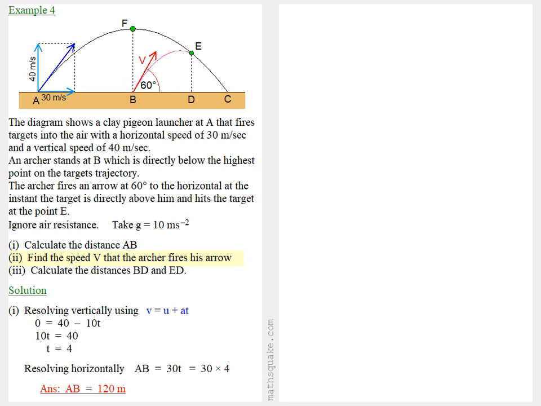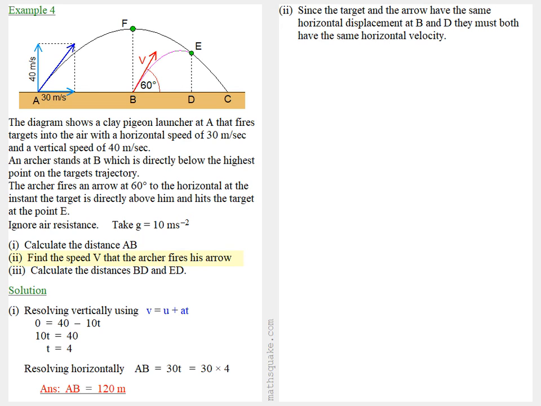In part 2, we're asked to find the speed v that the archer fires his arrow. Now, since the target and the arrow have the same horizontal displacement at B and D, they must both have the same horizontal velocity. So v cos 60 is equal to 30. Now cosine of 60 is a half, so a half v is equal to 30. In other words, v is equal to 60. So the speed of the arrow is 60 metres per second.